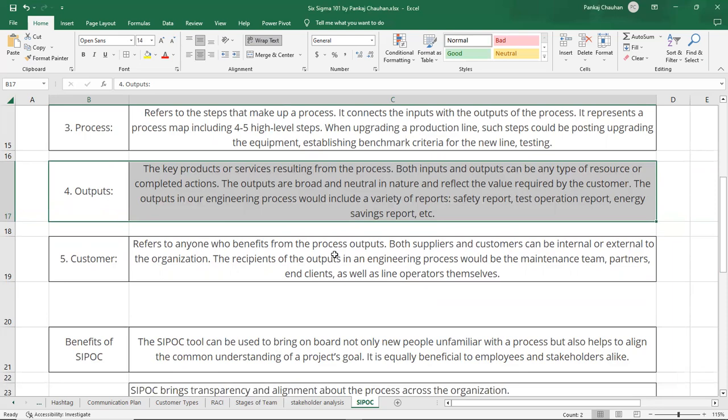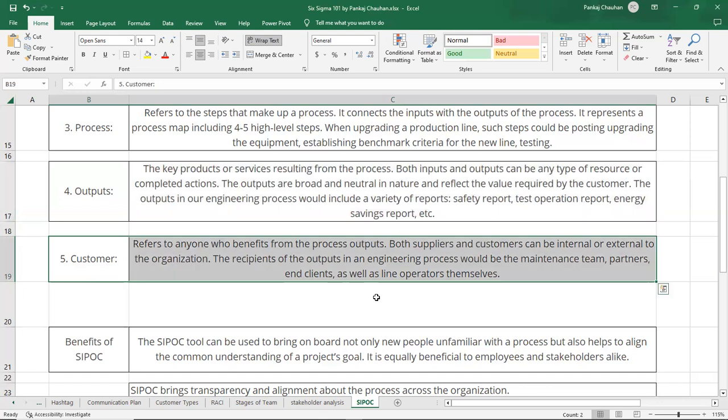So the output, if I take an engineering example, the process would include a variety of reports, like a safety report, test operation report, energy savings, and many things will be the output. Now, who needs this? It is the customer who is going to utilize these outputs. A customer is anyone who benefits from the process output. Both supplier and customer can be internal or external to the organization. And the recipient of the output in an engineering process would be the maintenance team, maybe partners and clients, as well as the line operator.